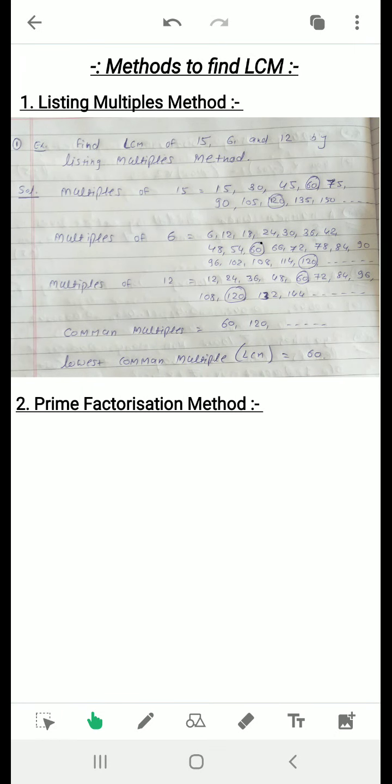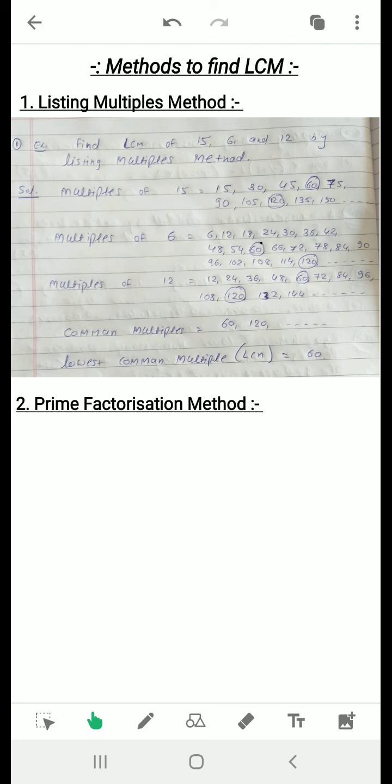In my previous videos, I have already explained up to the topic HCF. Now, in this video, I am going to start the topic LCM, lowest common multiple.